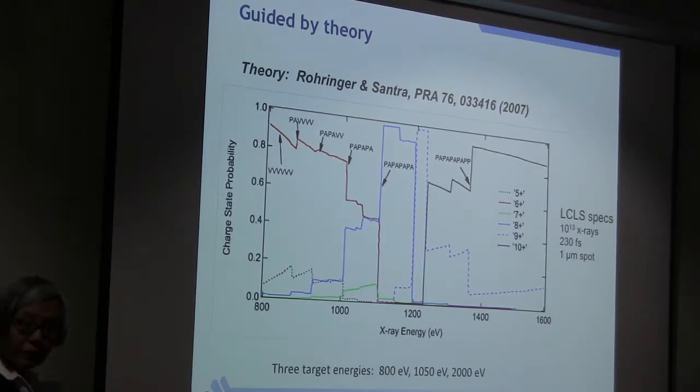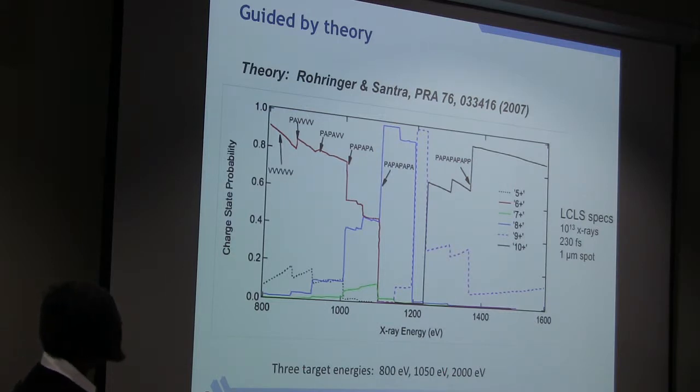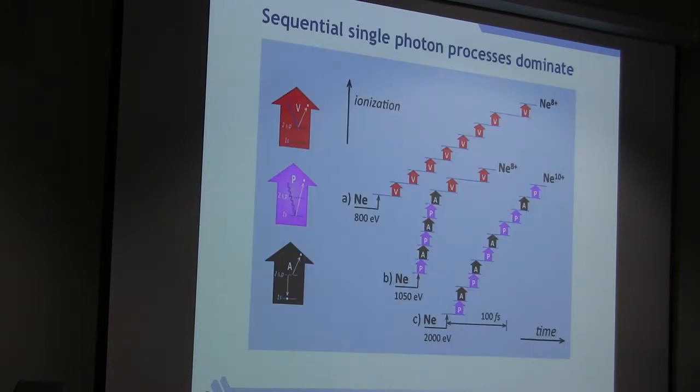Back in 2007, in preparation, there was this very nice graph of what should happen as a function of photon energy. And you could pick out what would happen for these three target energies. This was done for the specs that they told us at the time. They didn't tell us that we could change the pulse duration, right? But all these things happen as you go.